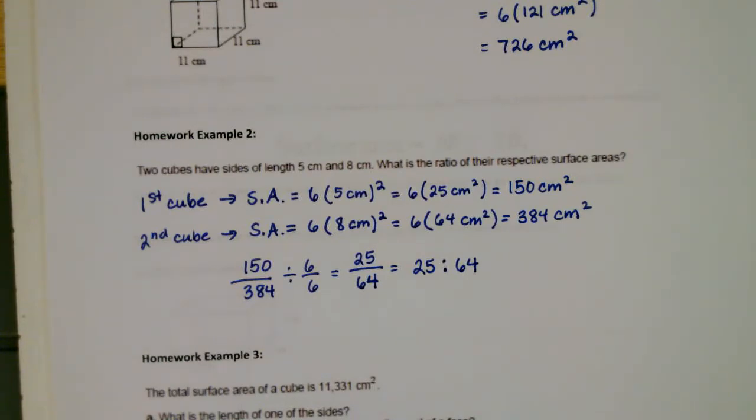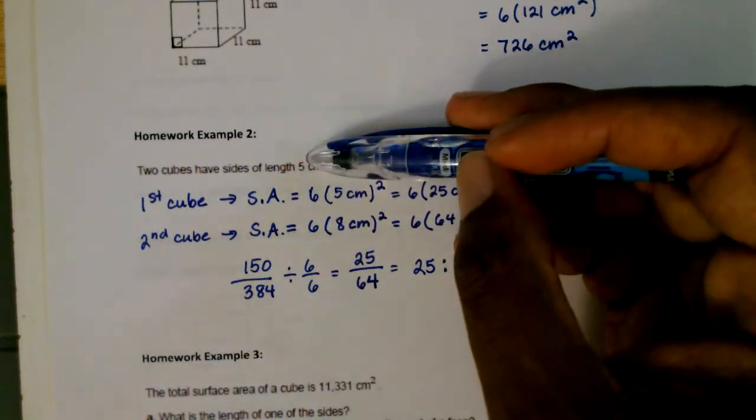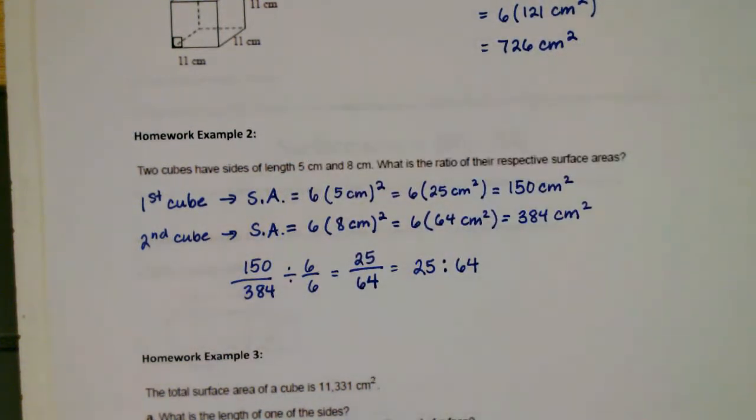Now you could have easily gotten that ratio by doing this. Square the 5, which is 25, and then square the 8. That would be 64.